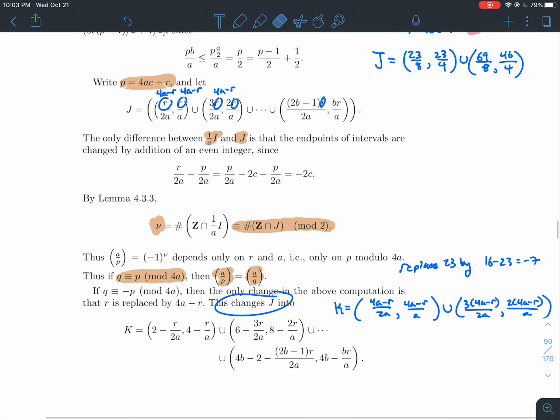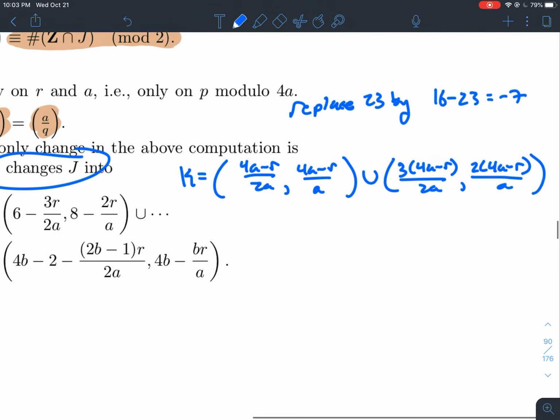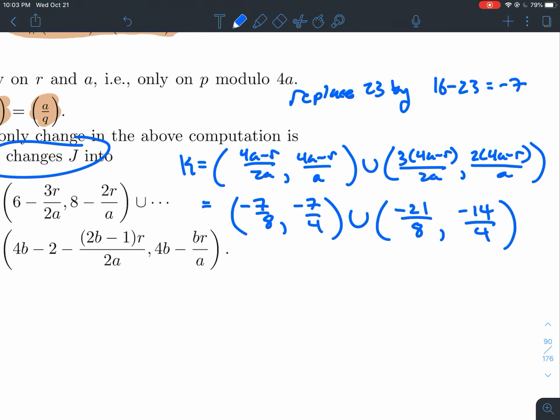Alright, so again, for our example here, this is our j. We just needed these first two since I picked some small numbers here, and I just replaced the r's with 4a minus r. And let's actually plug in what that is. There. So remember, 4a minus r is just minus 7. So this should be now minus 7/8 to minus 7/4. Union, this would be minus 21/8 to minus 14/4. So that's where we're at with that.